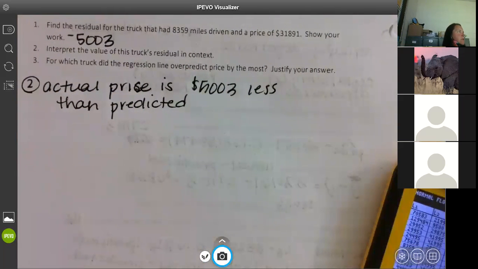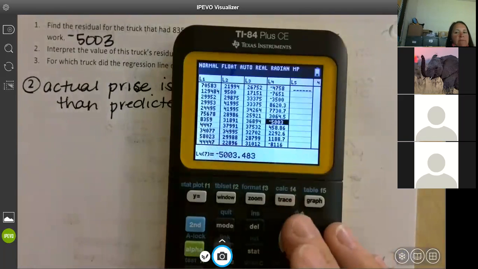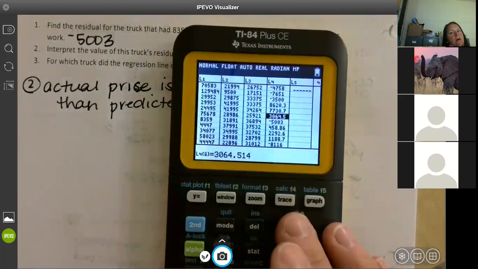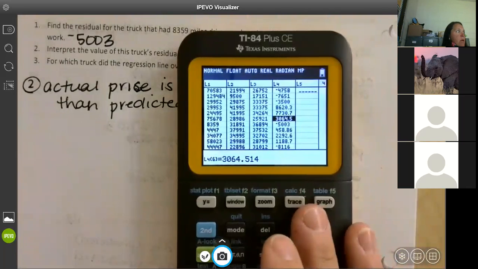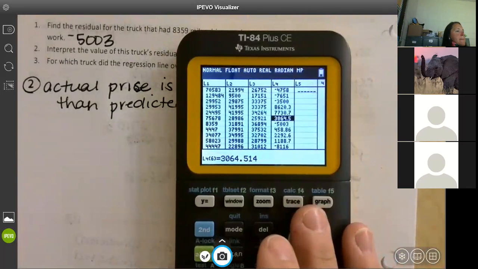You can write it the other way too, it doesn't matter. And then number 3, for which truck did the regression line over predict by the most? So over predict means what kind of number are we looking for? Really high. If it's an over prediction, just the one that's furthest from zero, in which direction? Either. An over prediction, yes, we want negative values.